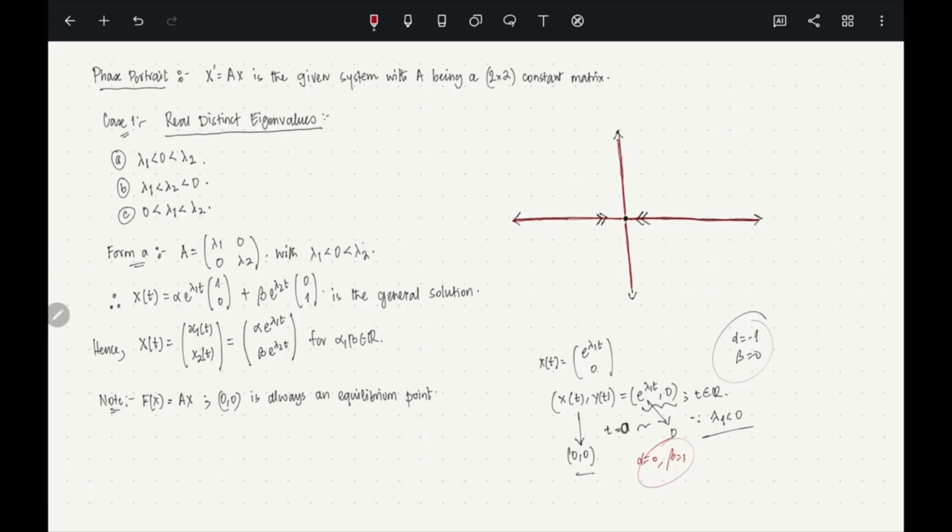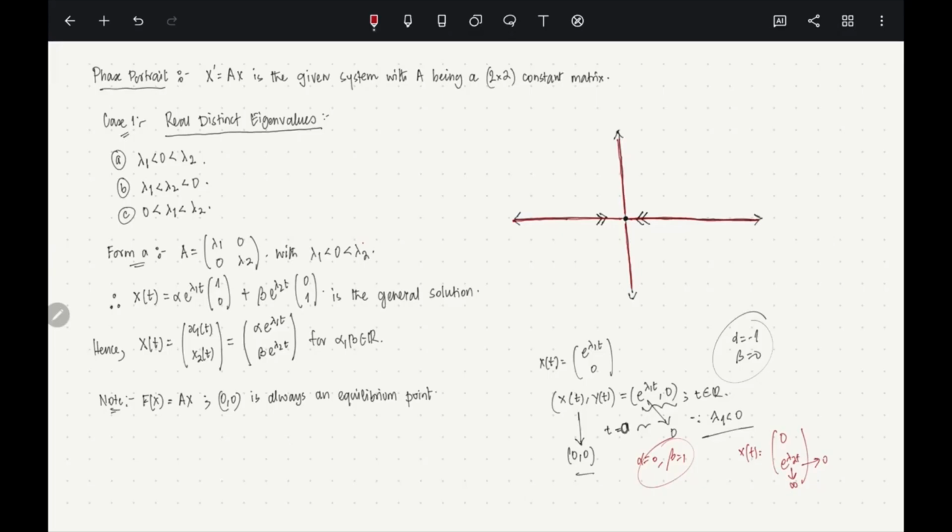So you see, in this case, x of t is alpha, first I'm taking alpha to be 0. So basically this is 0 and this one is e power lambda 2 t. Lambda 2 is positive, so as t tends to infinity, this actually blows up. And as t tends to minus infinity, this goes to 0. So we'll look at the trajectory as it starts at minus infinity, and we'll look at what happens at t equals infinity.